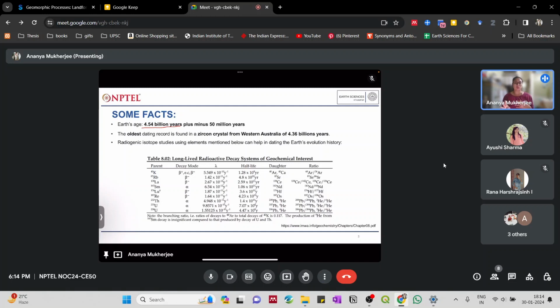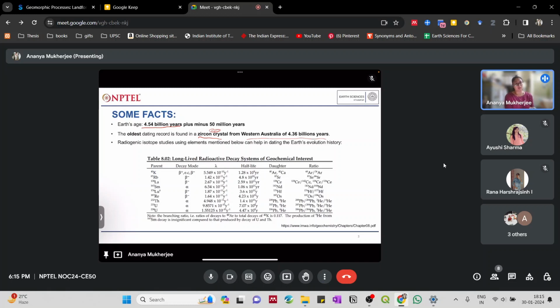The oldest dating record, as I said before, till now comes from a zircon crystal from Western Australia. Earth is obviously older than this zircon crystal, but the only material that we have got which can be considered the oldest record is around 4.36 billion years old. That is the rock.